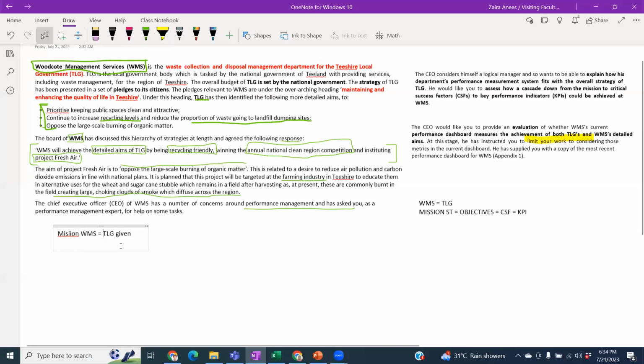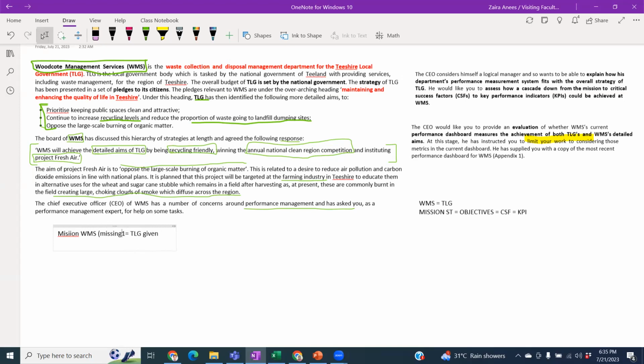Now we have to connect the mission statement of WMS with TLG, in order to check whether what WMS is doing is in line with the requirement of TLG. I mean, whether those mission statements are connected or not. Can you see the mission statement of WMS in this question? Is this the mission statement? This is actually not the mission statement. This is actually the overall objective. It's more of an objective because a mission statement is a kind of vague statement in general, while this is more specific. So the mission statement of WMS is actually missing here.